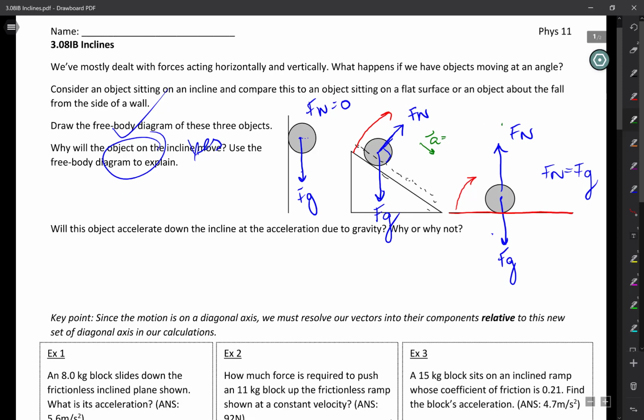Now, how do we use this free body diagram? How do we deal with a case where we're dealing with an incline with an angle? Let's go down here for the key point. Since our motion is now on a diagonal axis, we will have to use a new set of axes where we're going to resolve our vectors into components relative to the new set of axes. So what kind of axes should we use?